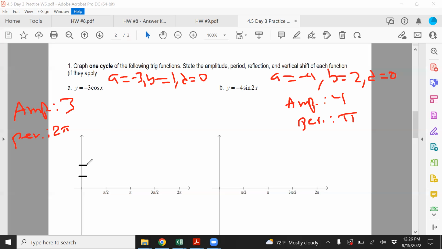1, 2, 3. 1, 2, 3. 1, 2, 3, 4. 1, 2. And you don't have to label all the tick marks. If you label the highest and lowest, it's kind of implied they're separated by 1.